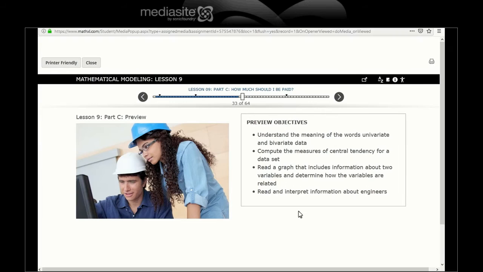All right, let's see. 9C preview. We will understand the meaning of the word univariate and bivariate. Uni is 1, bi is 2, variate means variable. 1 variable, 2 variable data. Compute the measure of central tendency for a data set: mean, median, mode. Read a graph that includes information about 2 variables and determine how the variables are related. Okay, scatter plot.